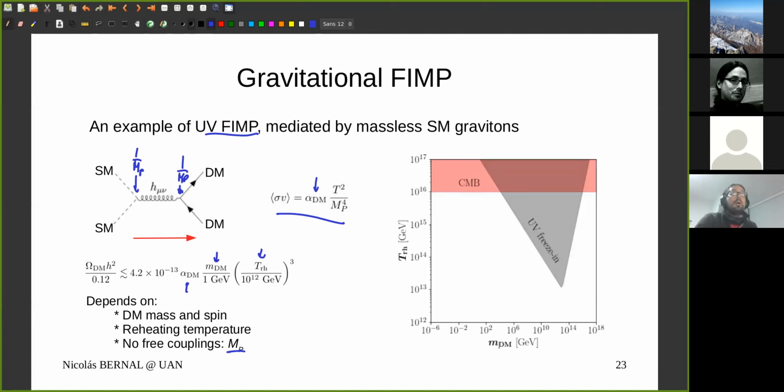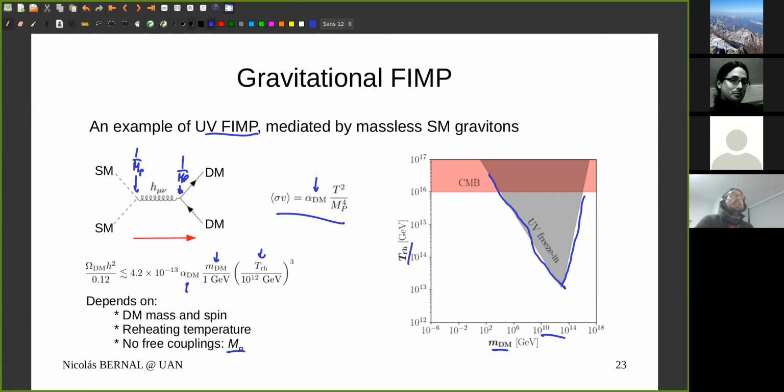So here, for instance, I'm showing you a plot of the reheating temperature as a function of the dark matter mass, and this triangular shape corresponds to the parameter space where you can reproduce 100% of the dark matter abundance. Inside, you're overproducing, so you're producing way too much dark matter. You can see that this process is viable for typically very heavy dark matter, so 10 to the 10 or so GeV, and for very high reheating temperatures.